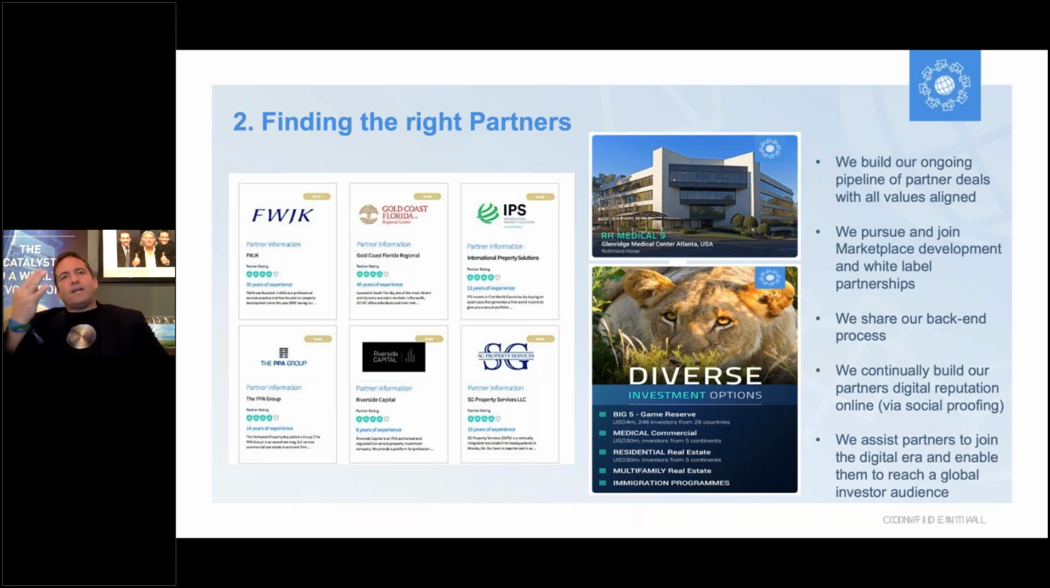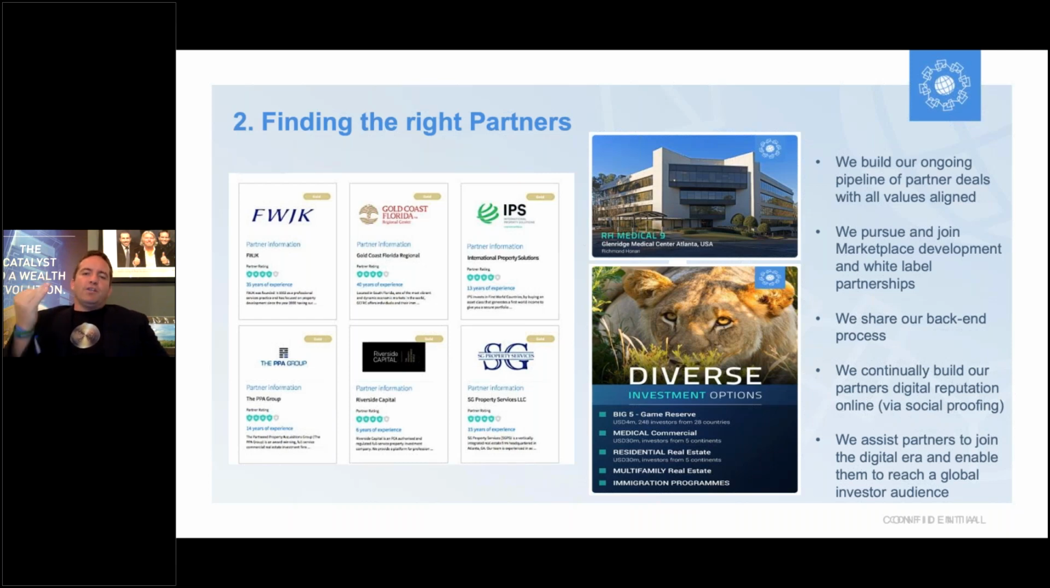But there's 3 key criteria to us when we're finding a partner. The first is that they've been in business for 10 years. We believe that this is critically important because not only is it easy to work when the market is rising, but how do they perform when the market last crashed?